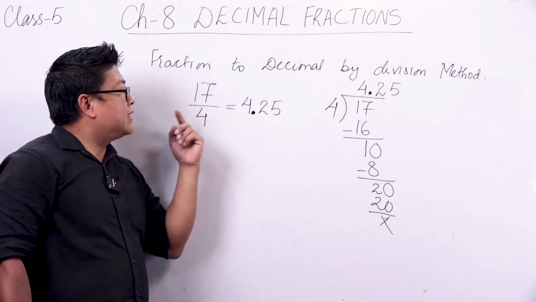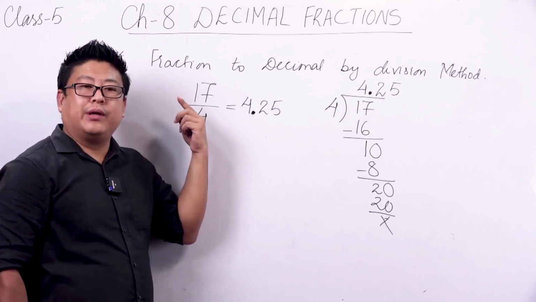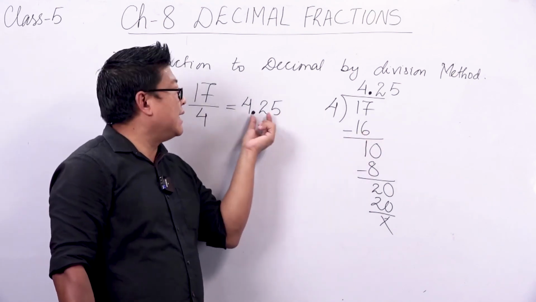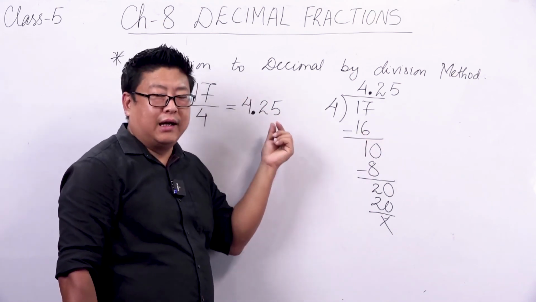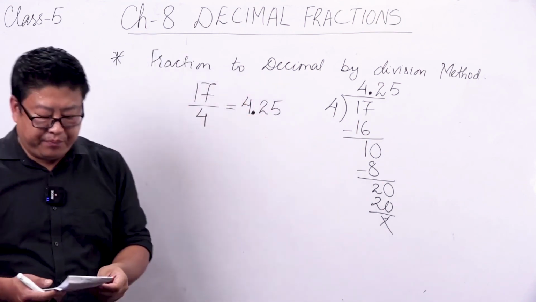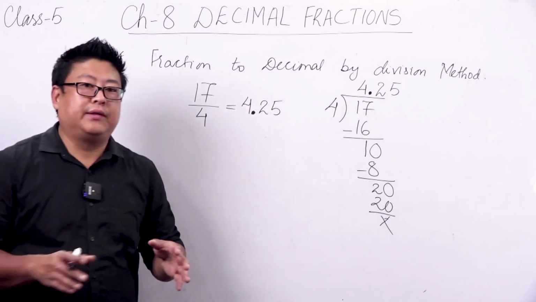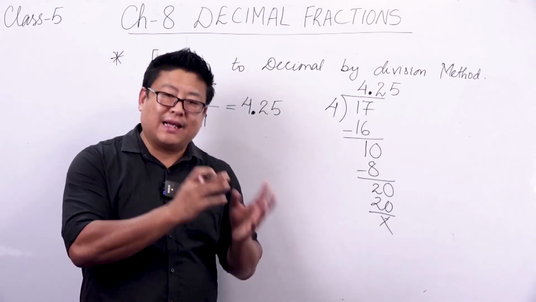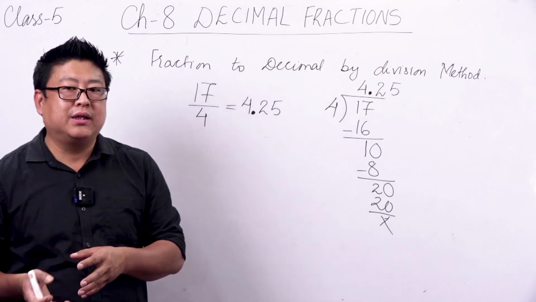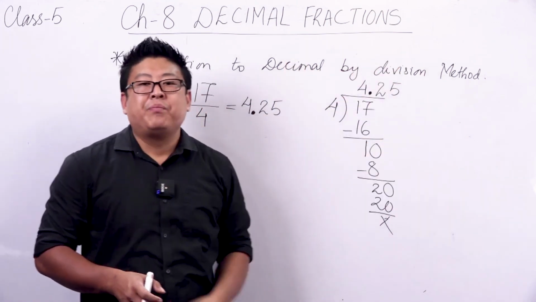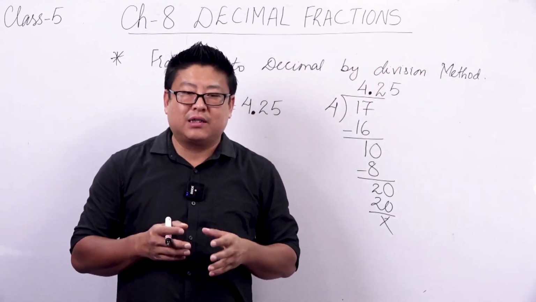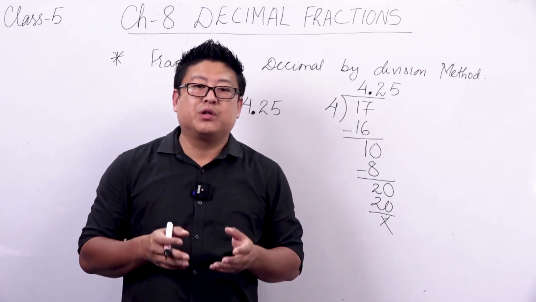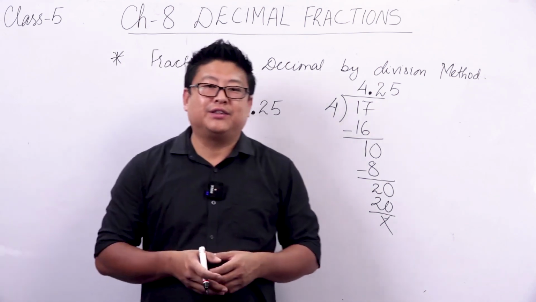So this number on the left, 4, is your integral part. These two digits on the right of the decimal point are called the decimal part. All right, children? That is all about decimal fractions, conversion of decimal fractions to decimal numbers and decimal numbers to decimal fractions, and using the division method. So with this, we will come to the end of the class for today. We will start with the exercises in the next class. I hope to see you very soon again. Please take care and stay safe. Bye-bye.